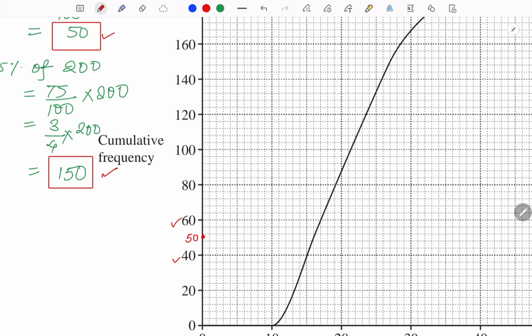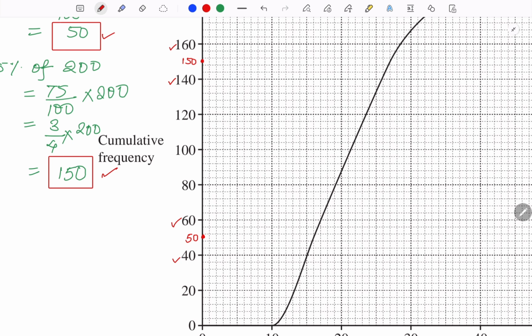Okay, now let's find where 150 is. 150 will be at the middle of 140 and 160. Do you agree with me? So 150 will be exactly at the middle. Here I will put a dot, and this dot is supposed to be 150. Okay, now next step is to draw a horizontal line passing through these points that will meet the graph.